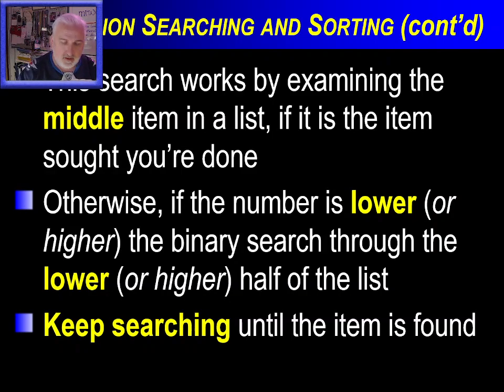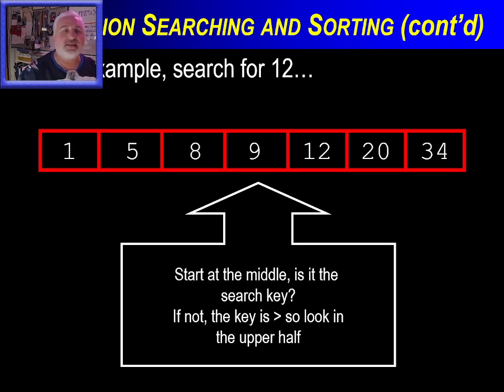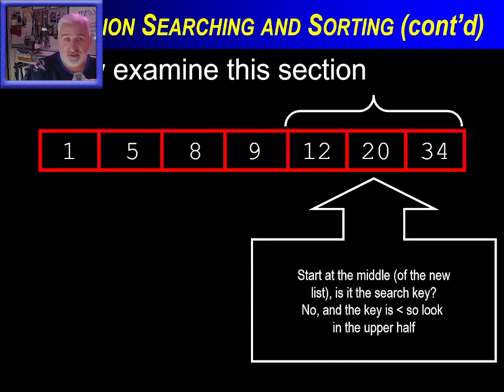All right, so let's sort of see this animated out. Let's say I'm searching for the number 12 in this list or array, whichever way you want to look at it, of items. So I start in the very middle of the list, and I'm looking for 12. Well, 9 is not 12. However, 12 is greater than 9, which means I don't need to search the back half of this list, or the front half. I don't need to look at the 1, the 5, and the 8, because I know that 12 is greater than 9. So what I can do is just look at this section of the list.